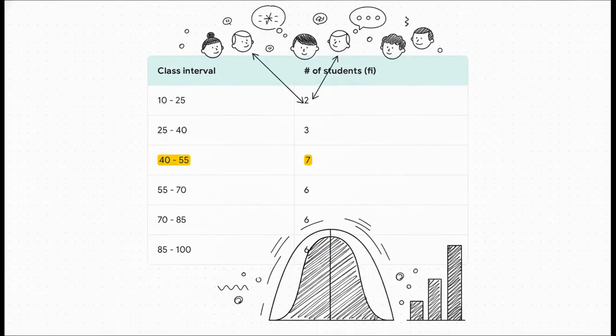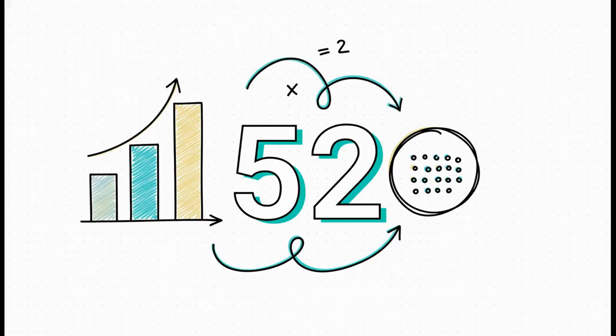See that 40 to 55 class interval? It has 7 students, and that's more than any other group. So that's our modal class. The most common scores are hiding somewhere in that range. Now we can use a special formula to pinpoint the most likely score inside that popular range. For our students, that score turns out to be 52. So this tells us that the most common single score was probably a 52.